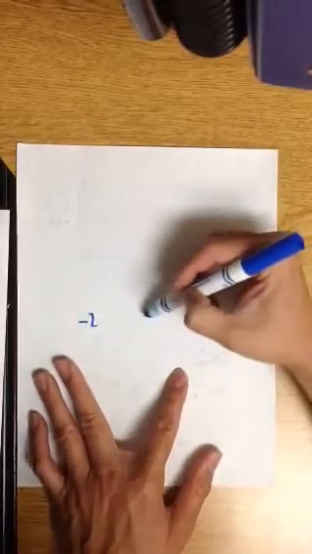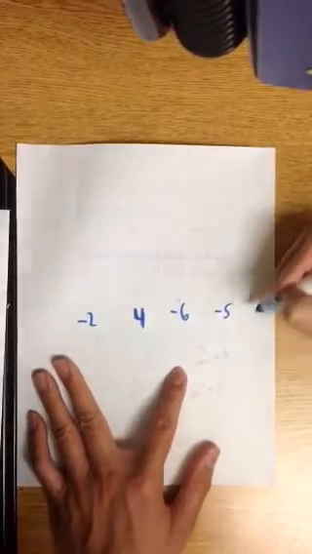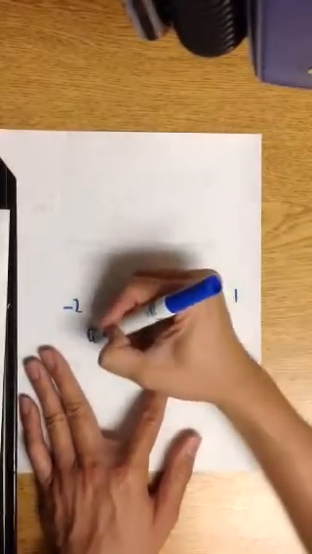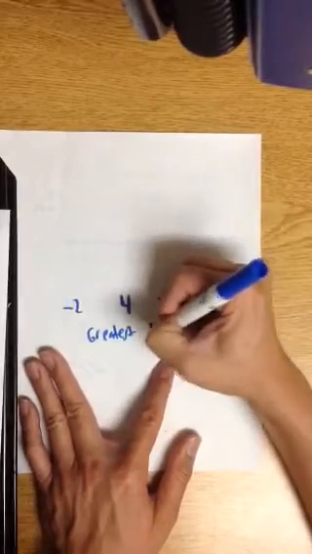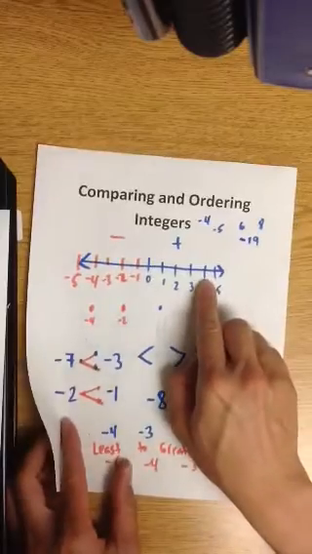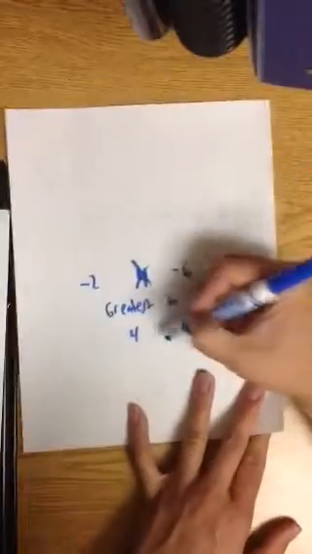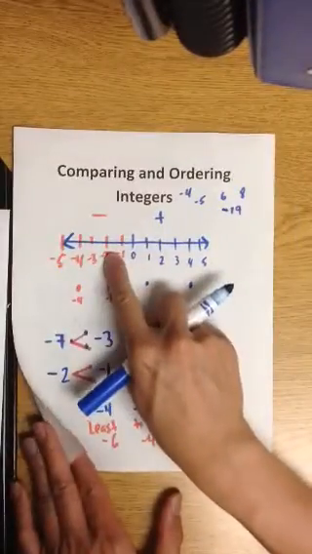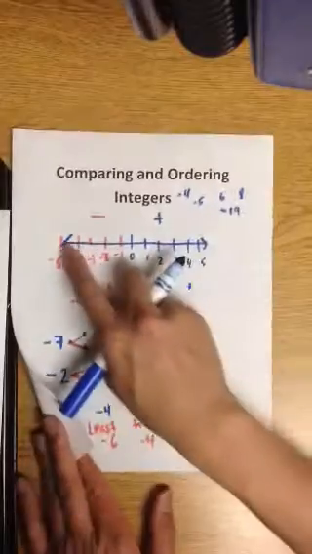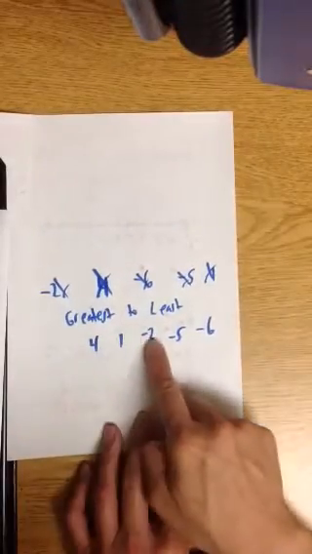So let's do another example. You have -2, 4, -6, -5, and 1. Put them from greatest to least. Greatest. So according to this number line, 4 is right here. That's the farthest to the right. Then we have 1, that's still to the right. Then we have -2, then we have -5, and then you have -6. So the order from greatest is 4, 1, -2, -5, -6.